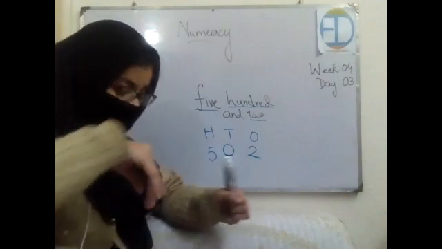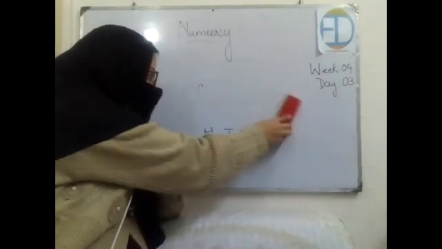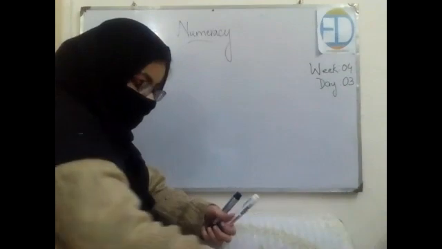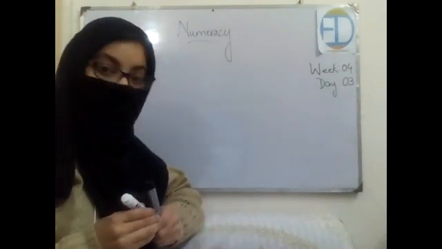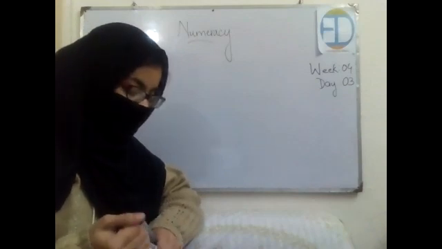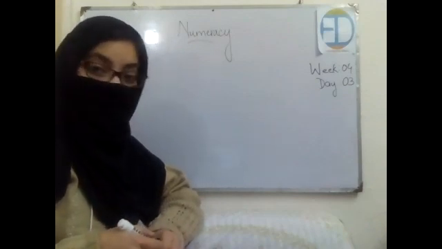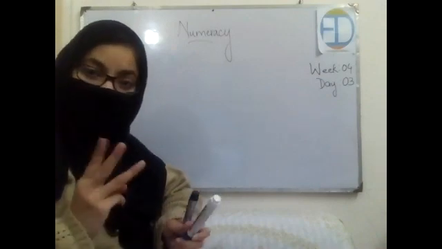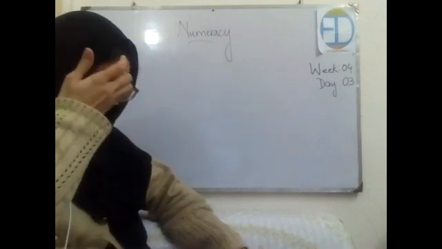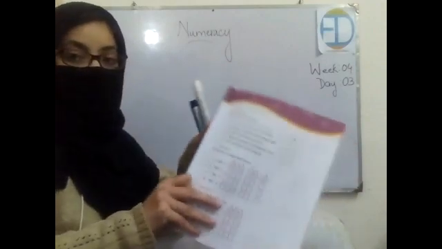Do this by yourself and tell me your answer. Hurry up. What would be the answer? 979. Excellent. Now let's look at the next one, 666. So what would be the number? 666. Excellent. Okay. Now let's look at the next question.